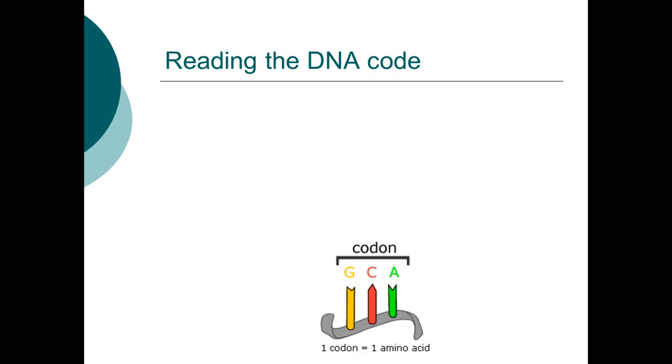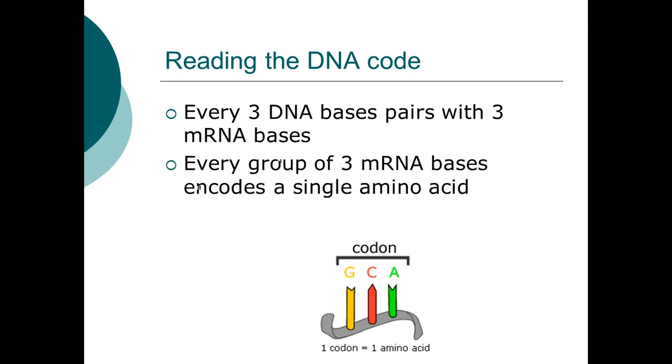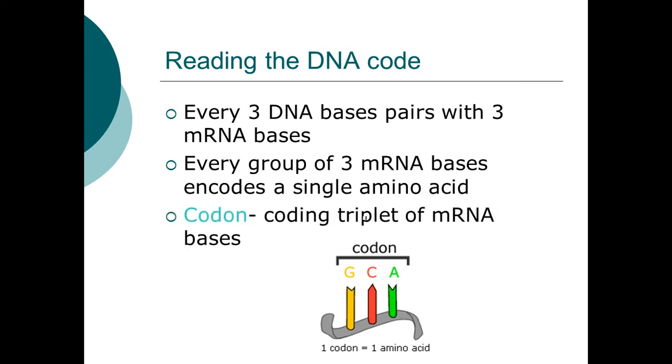So how does the DNA code actually get read? Every 3 DNA bases pair with 3 mRNA bases. That's called the codon. Every group of 3 mRNA bases encodes a single amino acid. The codon is the coding triplet of mRNA bases. 1 codon will equal 1 amino acid.